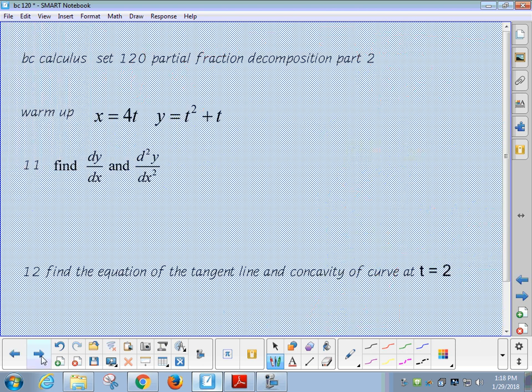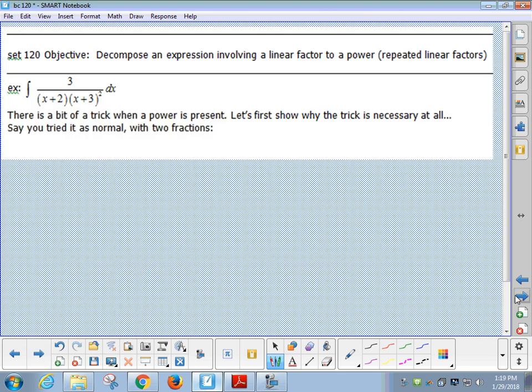The lesson, the notes are kind of in a funky place. So if you get out your notes from set 115, they were several partial fraction lessons. And I put them all in the same note sheet. We did set 115 at the bottom of the front. It should say set 120 objective, something like that. Give you a second to find that. It's blue. Okay. If you don't have it, just take it in your notes and stick it behind your set 115 notes.